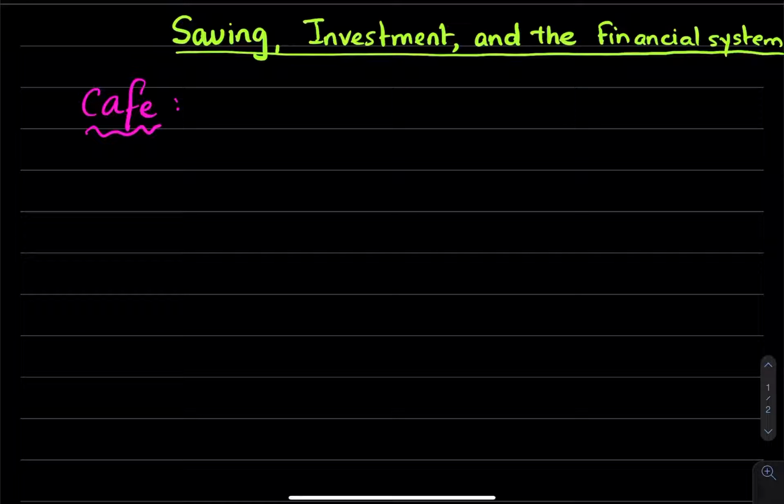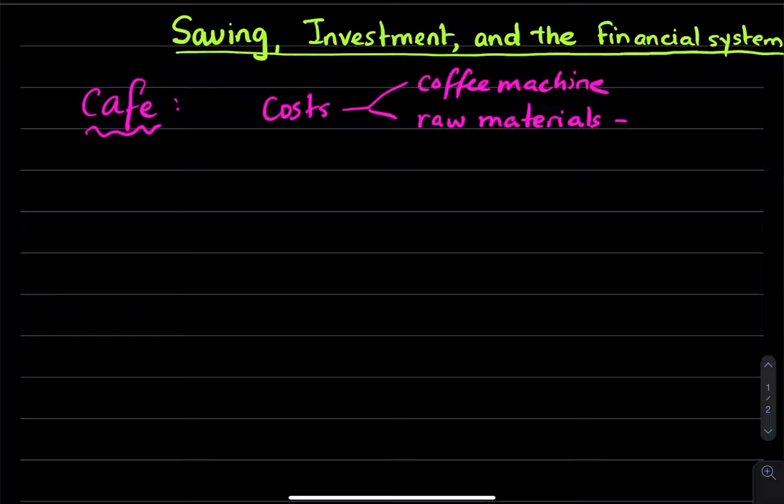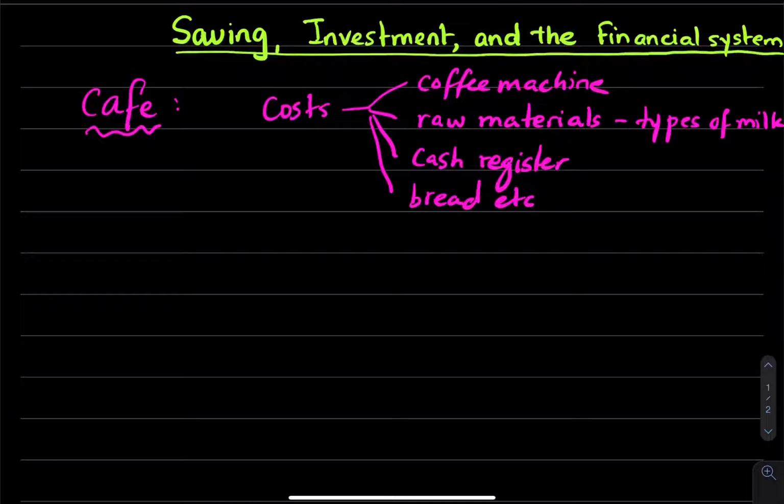You have some kind of costs that you would have to incur to set up your business. This could involve perhaps buying a coffee machine. It could involve buying raw materials every day, like different types of milk. You would need a cash register. You would need other types of raw materials like bread, etc. Okay, but all of these are either inputs in your business or a type of investment that you will use to produce and sell your services.